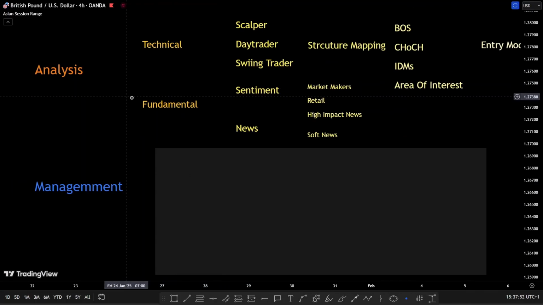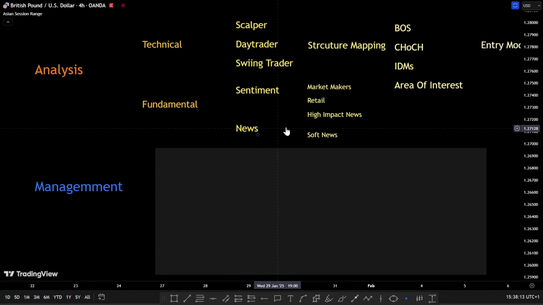We also have the fundamental analysis. Most traders don't even care about the fundamental analysis, and the reason is that they probably don't know how to do it. So I've sorted out a few of the main aspects of fundamental analysis that you should keep your eyes on. First of all, we have the sentiment and the news. We'll start with the news.